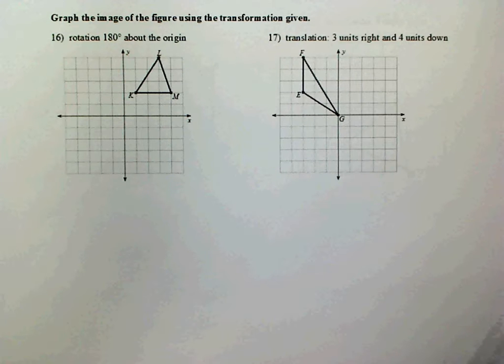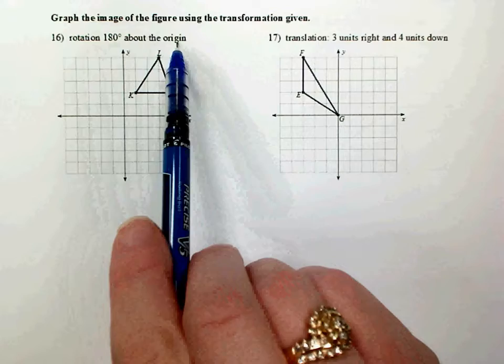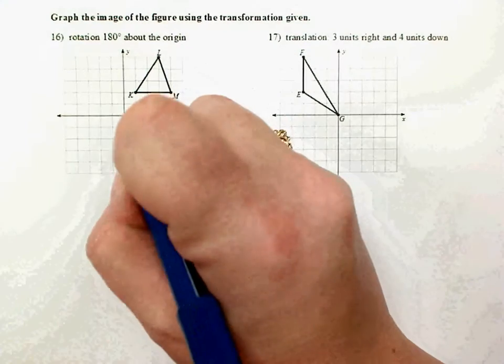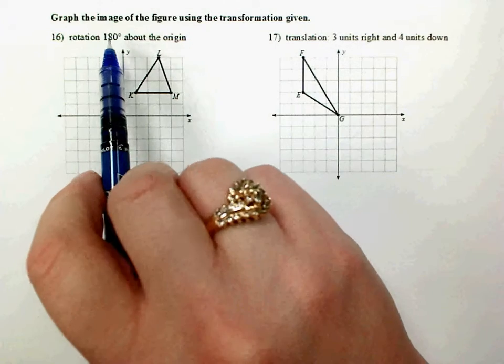On 16 and 17, we're graphing the image of the figure using whatever transformation we're given. So we just finished this unit. This should be pretty fresh on your minds. On number 16, we're doing a rotation, which is a turn. We're going around the origin, which was all we did in this class, which is this point right here. And we're going 180 degrees.